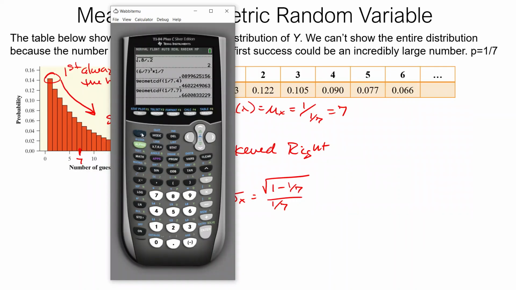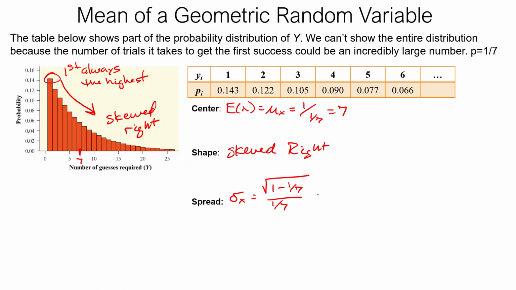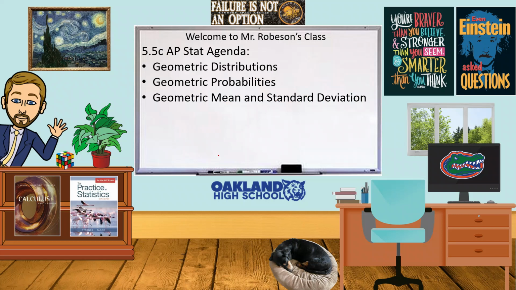All right, so we get the second square root of 1 minus 1 divided by 7, out of there, divided by, parentheses, 1 divided by 7. And we get 6.48. So one whole standard deviation brings you to there. One whole standard deviation, one whole standard deviation. It just keeps going off to the right, but it doesn't go off to the left, so it's definitely skewed to the right. All right, and that is it for geometric.